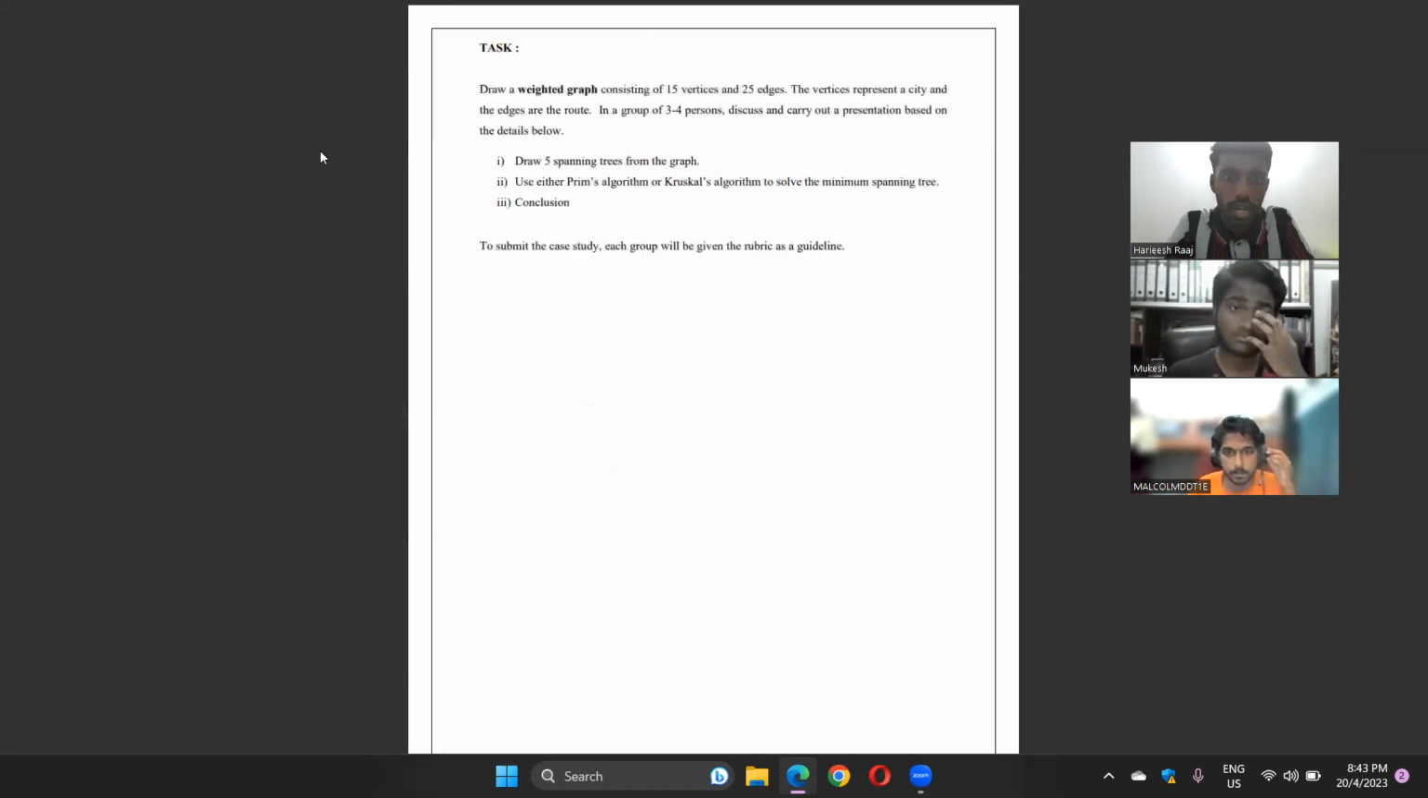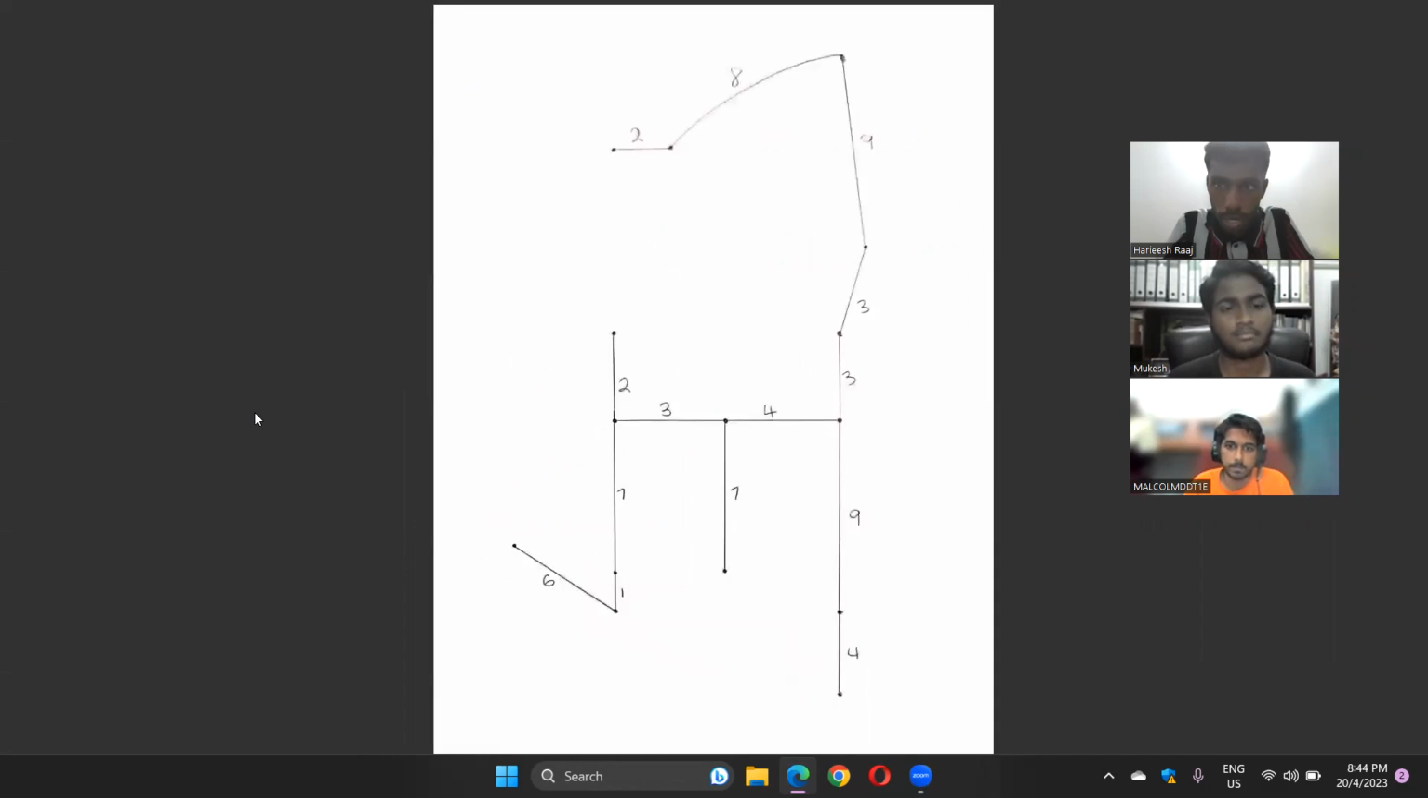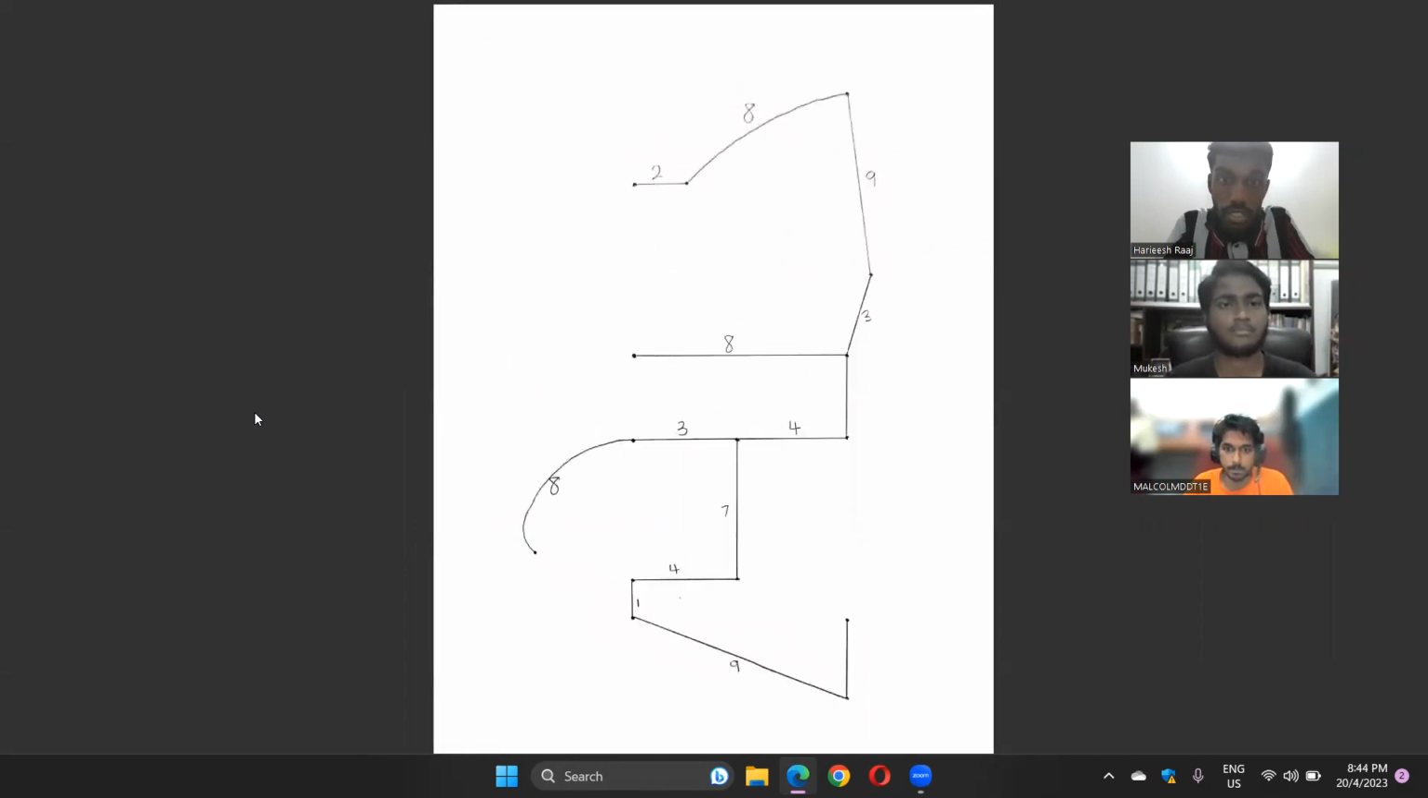01DDT22F1070. So I will be talking about the first question, which is to draw 5 spanning trees from the graph. Speaking about the graph, this is the main graph, which is drawn based on a small part of a housing area in Rawang. In this graph, there are 15 vertices and 25 edges. Based on this graph, we have drawn 5 minimal spanning trees, which follow the rule that the weight should be as minimal as possible.